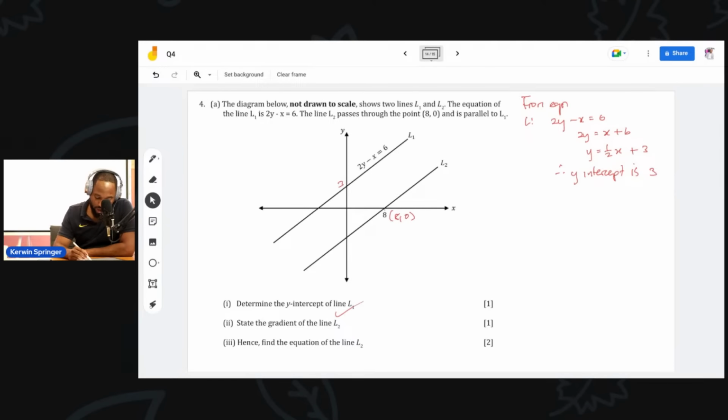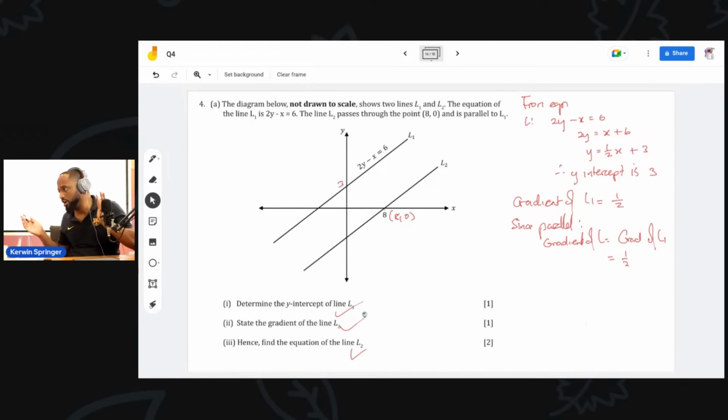Gradient of L2. The gradient of L1 is equal to half. And since they are parallel, the gradient of L2 is equal to the gradient of L1, which is also a half. I was running out of space. And now you just need to find the equation of the line. So you see how much time that takes, people? That takes real plenty time.